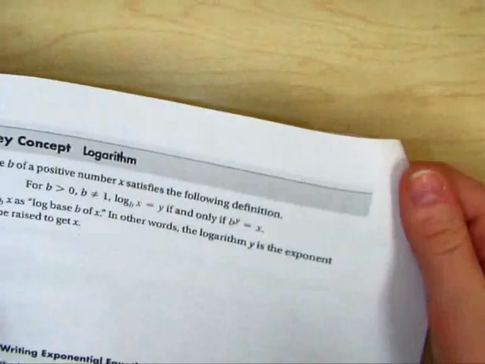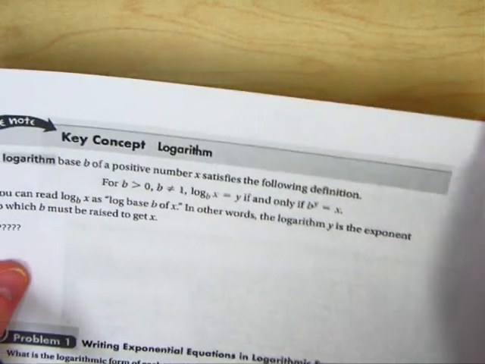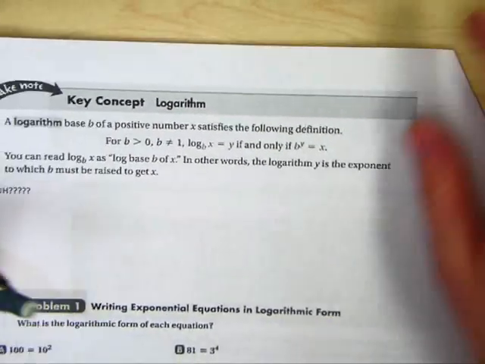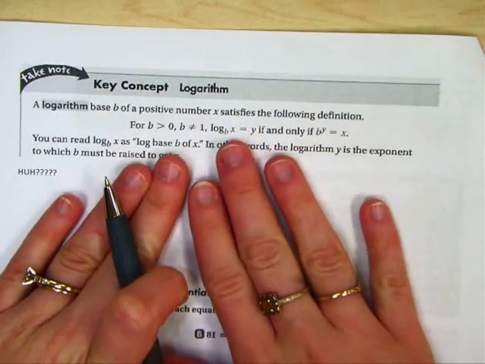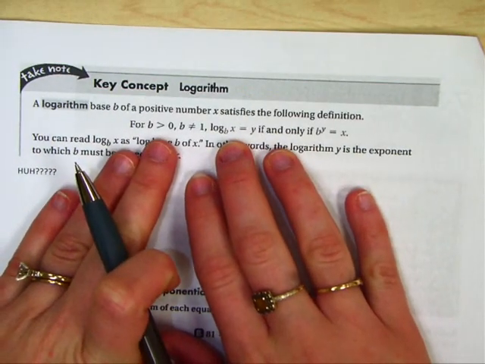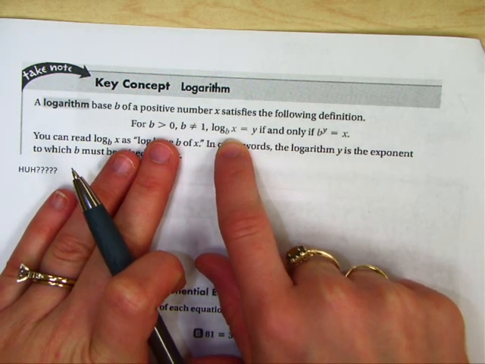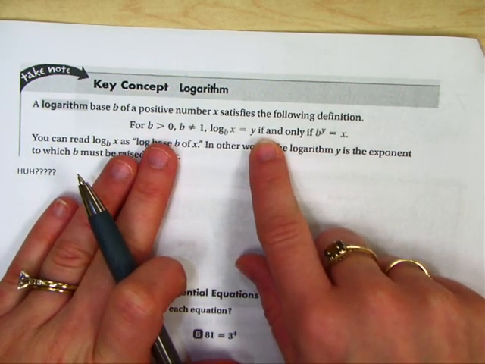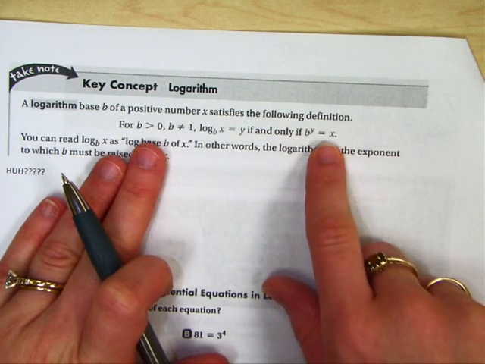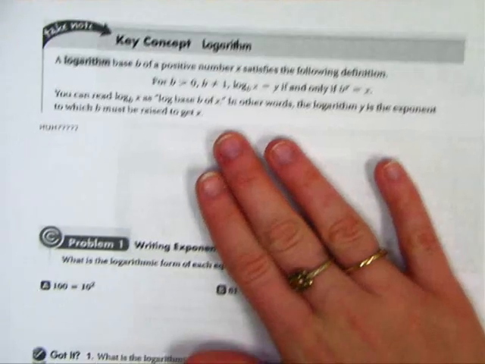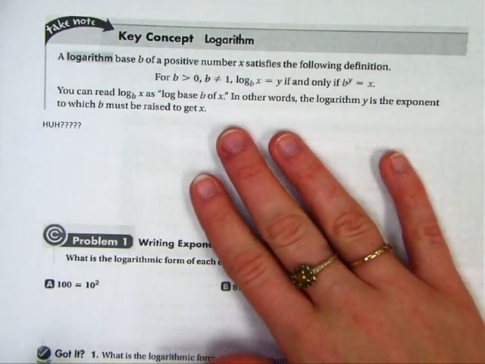There's a key concept box at the top, and this is a logarithm with a base of b of a positive number x satisfies the following definition. As long as b is bigger than 0 and b is not 1, the log with a base of b of x is y if and only if b to the y is x. Now that's a lot of writing. So I have the big question, what does all of this mean?